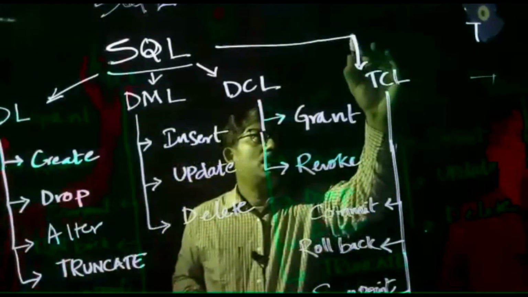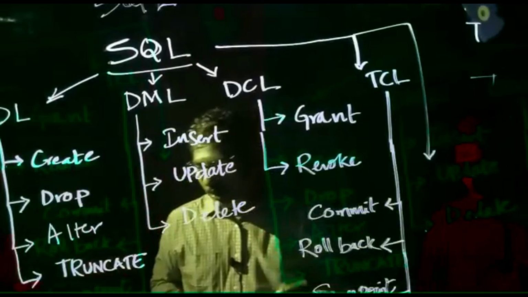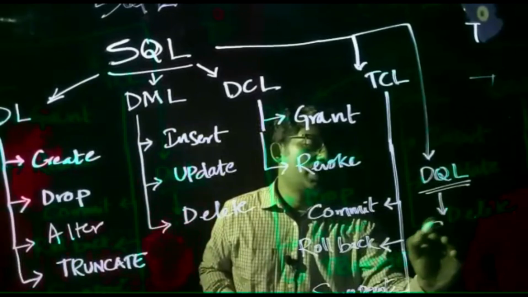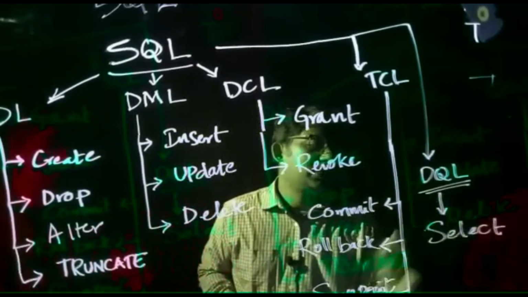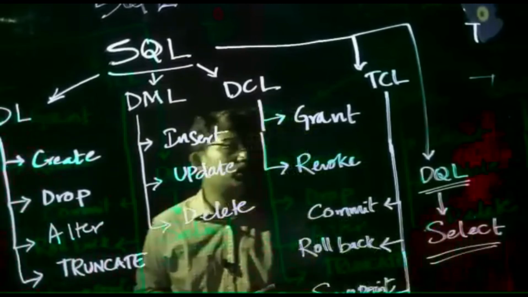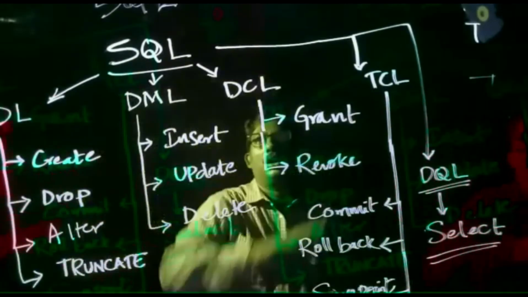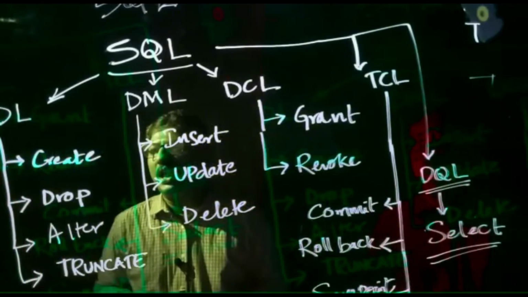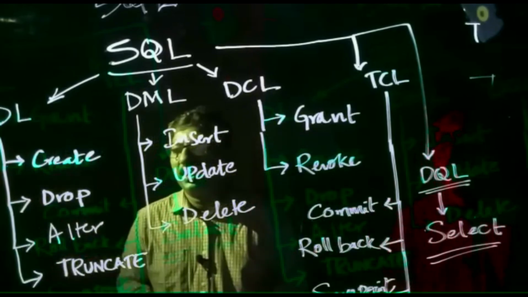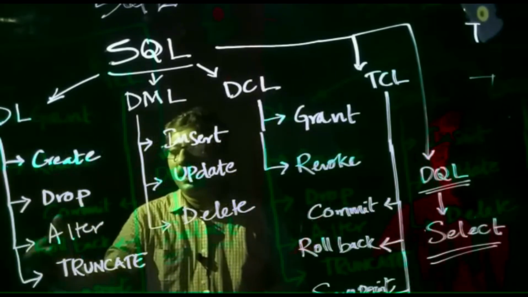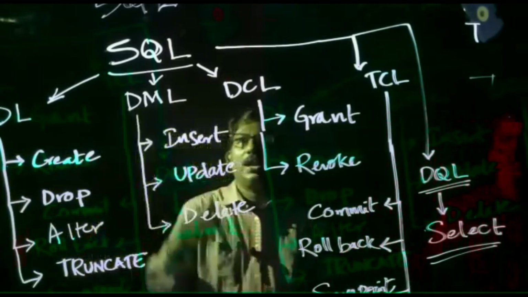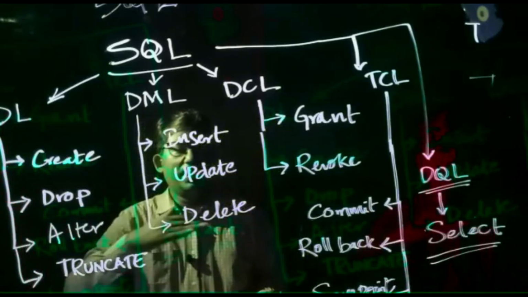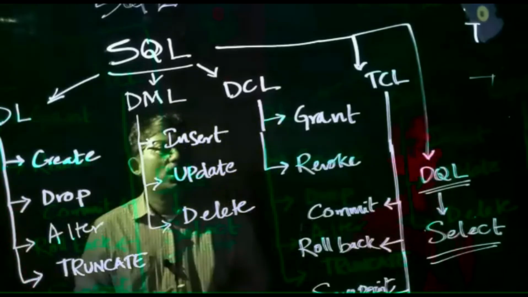Then comes the most important concept here, DQL, data query language. It has only one command, which is the most important, that is select. Select is the command used by DQL. So these are the different commands used in SQL. First is DDL, data definition language: create, drop, alter, truncate. Whereas in DML, you can insert the row or the data, update, and at the end you can even delete the rows.